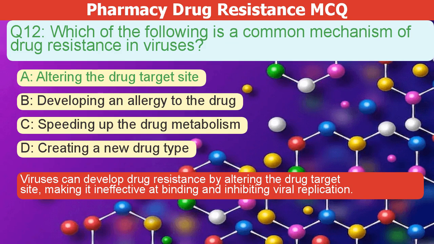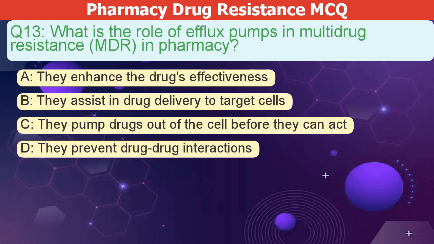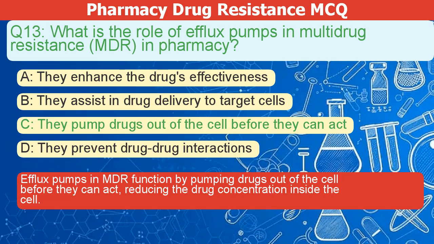Viruses can develop drug resistance by altering the drug target site, making it ineffective at binding and inhibiting viral replication. What is the role of efflux pumps in multidrug resistance, or MDR, in pharmacy? A. They enhance the drug's effectiveness. B. They assist in drug delivery to target cells. C. They pump drugs out of the cell before they can act. D. They prevent drug-drug interactions. The correct answer is C.